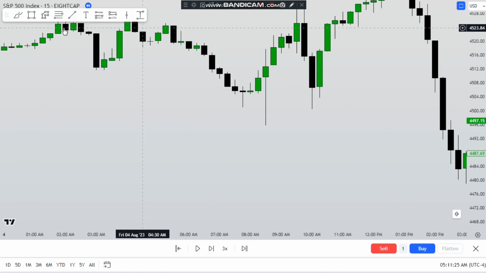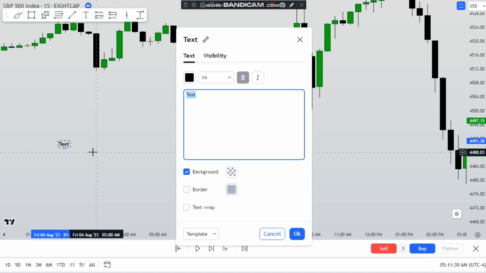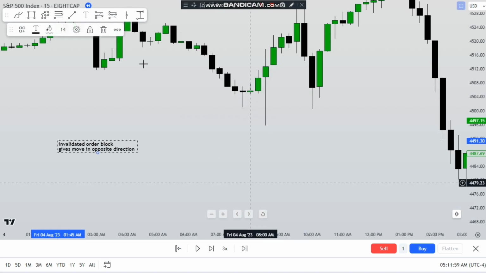What is a breaker block? A breaker block is an invalidated order block. We will explain that in a moment. What is an invalidated order block? It's an invalidated order block and gives a move in the opposite direction. So this is the definition. The definition isn't of much importance. The important thing is the concept.